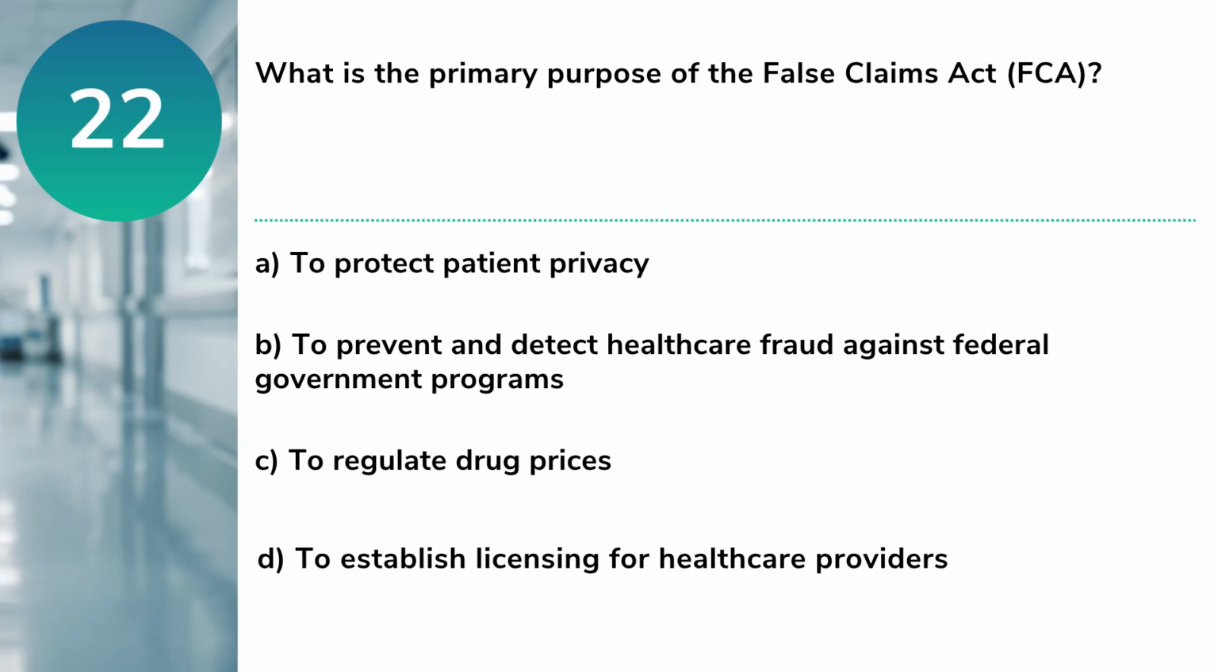Question 22. What is the primary purpose of the False Claims Act, FCA? A. To protect patient privacy. B. To prevent and detect healthcare fraud against federal government programs. C. To regulate drug prices. D. To establish licensing for healthcare providers.